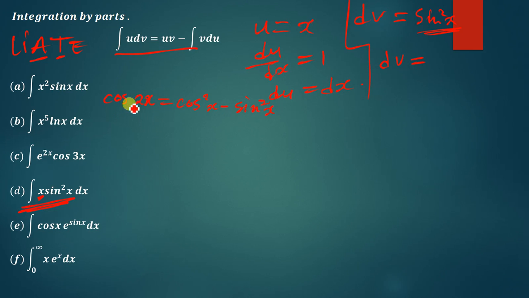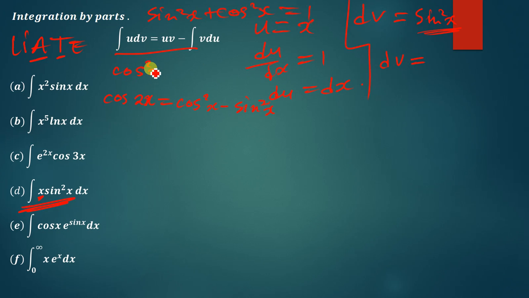Here I'm looking for sine squared x, so I'll find a means by which to get rid of this cos squared x, because there's also what is known as the Pythagorean identity, which is sine squared x plus cos squared x equal to 1. I'm going to make cos squared x the subject, so I'll take sine squared x to the other side. So I'm going to have cos squared x equal to 1 minus sine squared x. I'm trying to get rid of this, so I'll make cos squared x the subject.